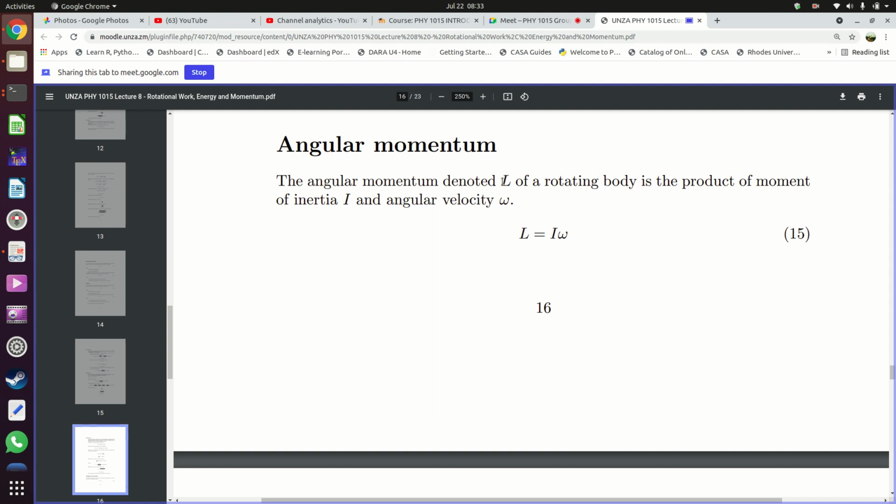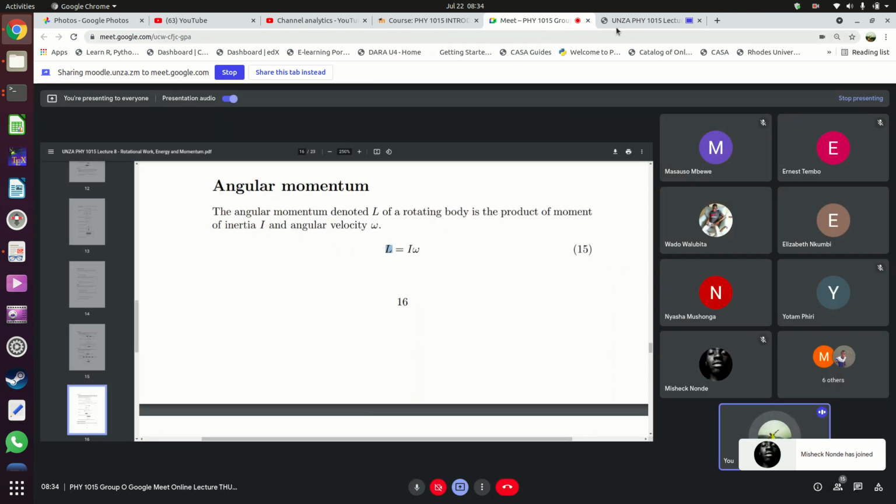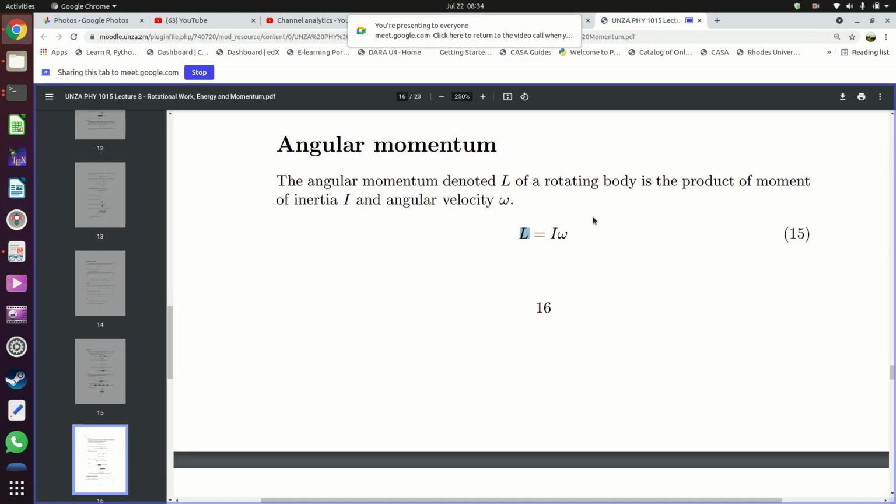So angular momentum, denoted L, is worked out the same way as linear momentum. Instead of M, we put moment of inertia, and instead of velocity V, we put omega. So angular momentum L is the product of the moment of inertia, being the mass which an object has when it's undergoing rotational motion, multiplied by the angular velocity which a particular object has as it's rotating.